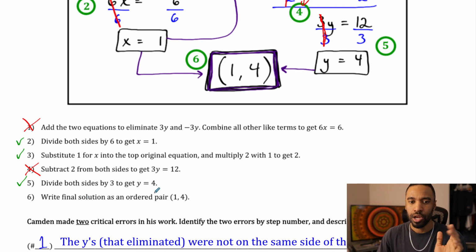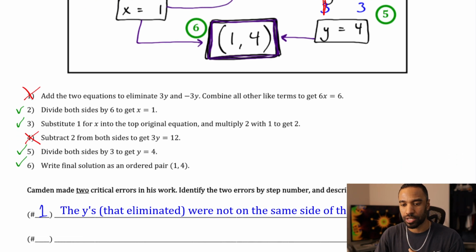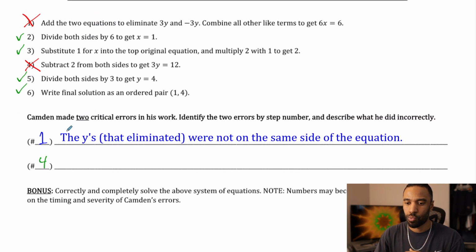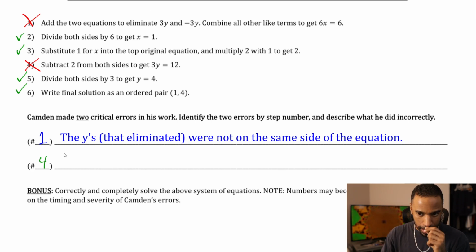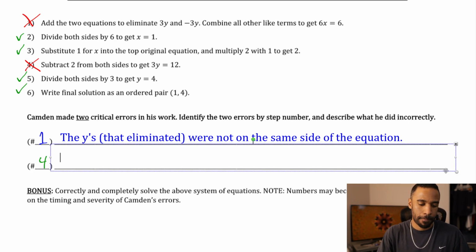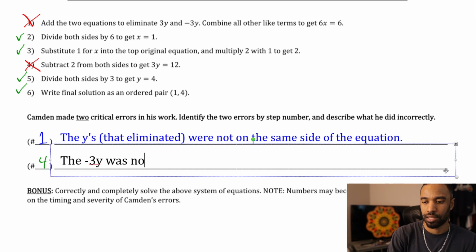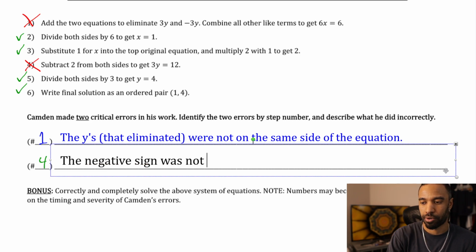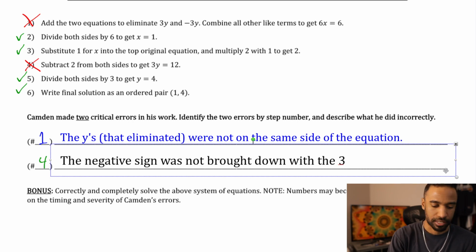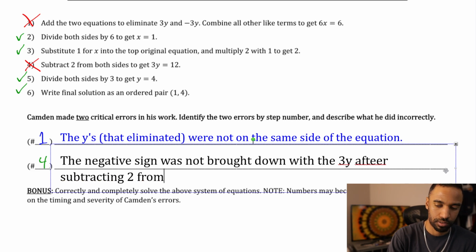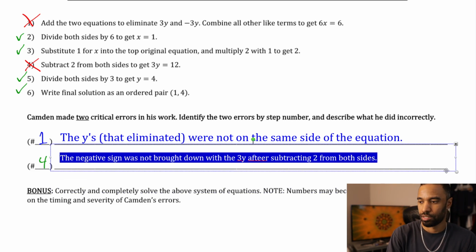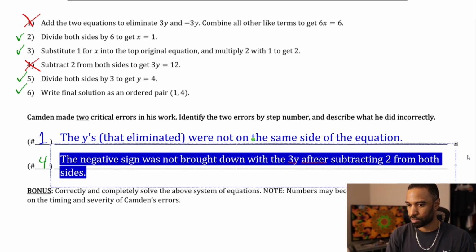And then step 6 here, write final solution as an ordered pair, 1, 4. X is 1, y is 4. You're supposed to write this. And he wrote it in the correct order there, so that's all good. So the other error was on number 4. And on number 4 here, what didn't he do? He didn't bring down the negative with the 3y. The negative sign was not brought down with the 3y after subtracting 2 from both sides. Sorry about that. It's going to be kind of restricted.